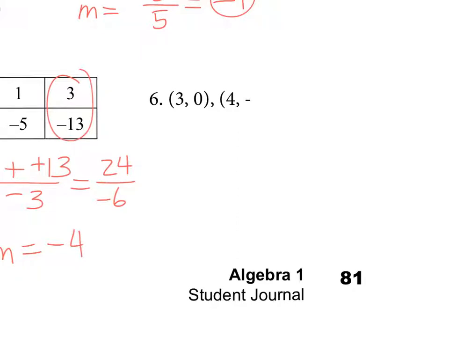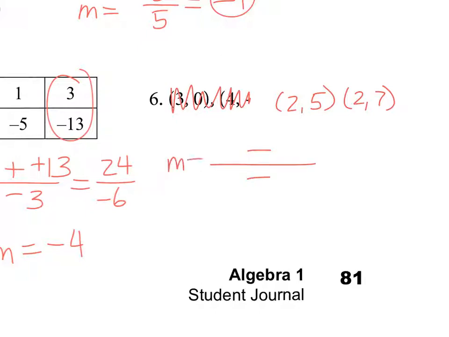Okay, mark out what there is on number 6, and I actually want to give you a different problem. So let's do 2 comma 5 and 2 comma 7. Okay, so let's do this problem. Let's put a fraction bar, 2 minus signs. Y's go up on top, so 5 and 7 go up on top. X's go on bottom, so 2 and 2.